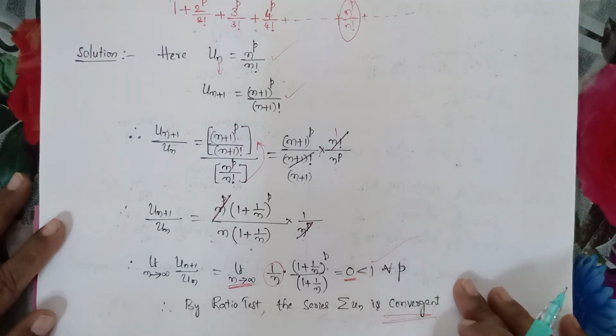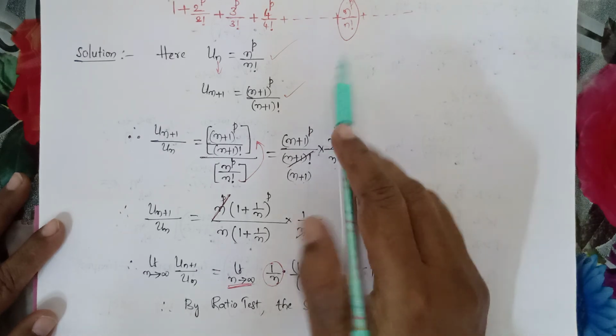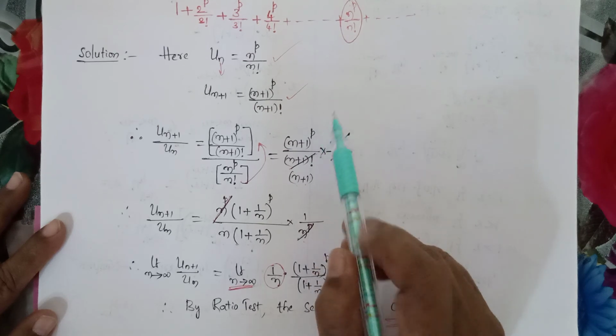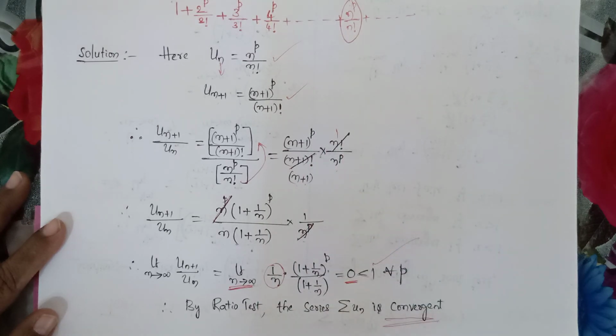This is the procedure for the test of the convergence or divergence of the given series by using root test and ratio test. Hope you understand this class.